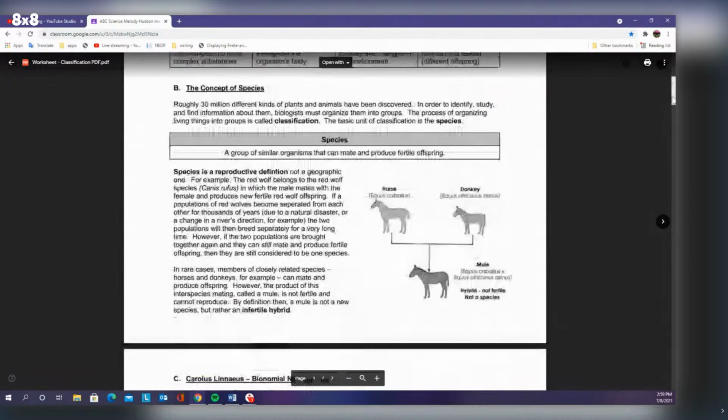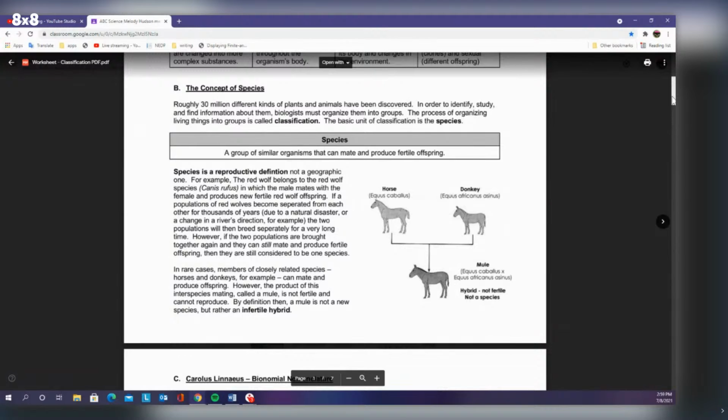And so, to date, looking at the concept of species, what is a species? To date, we have 30 million different types of plants and animals, and we had to find a way to classify them. So when we organize living things into groups, we are classifying them, and the basic unit is called a species. This is an important definition.